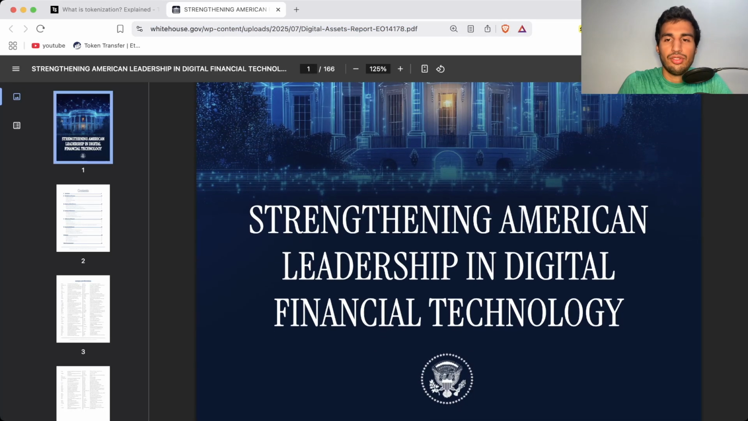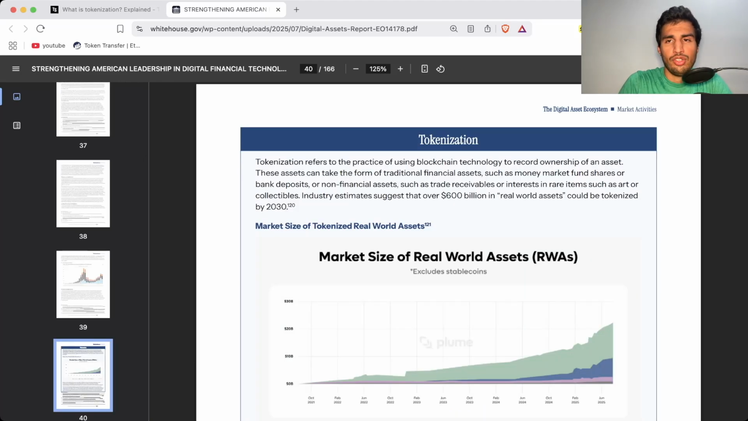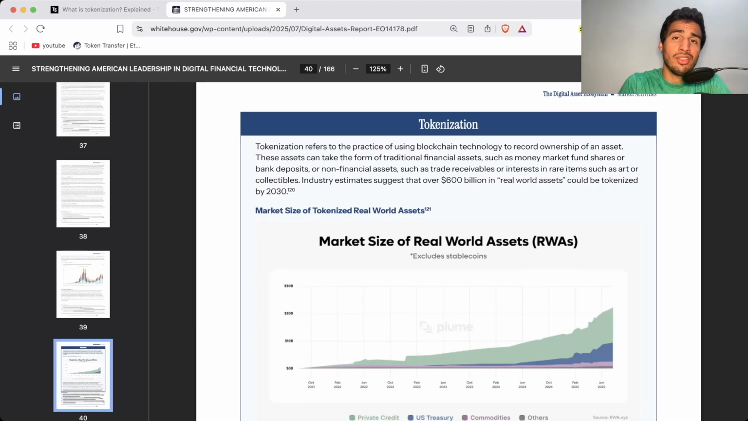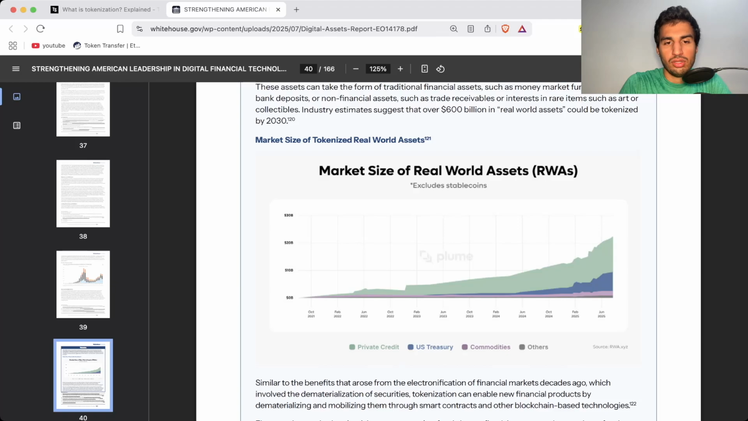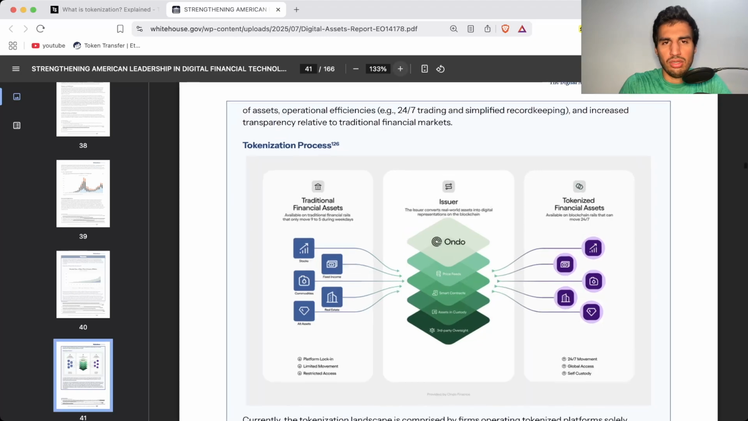So this is the Strengthening American Leadership in Digital Financial Technologies, basically the crypto white paper that the White House laid out yesterday. And in page 40, it says tokenization. What I want to make mention here that's really important is that industry estimates suggest that over $600 billion in real world assets could be tokenized by 2030. So we've seen here the tremendous growth from basically nothing in October 2021 to where it is now, right now about $20 billion. So I don't know how many X's that is, but that's a lot of X's, and that's excluding stable coins.